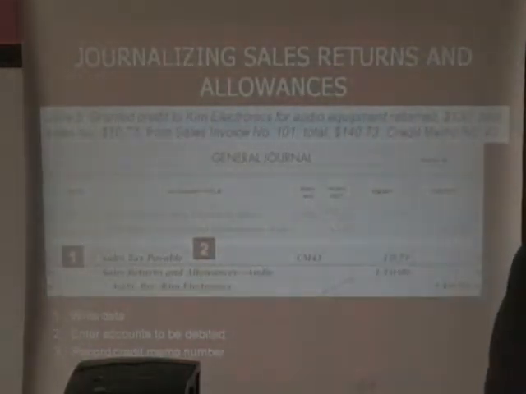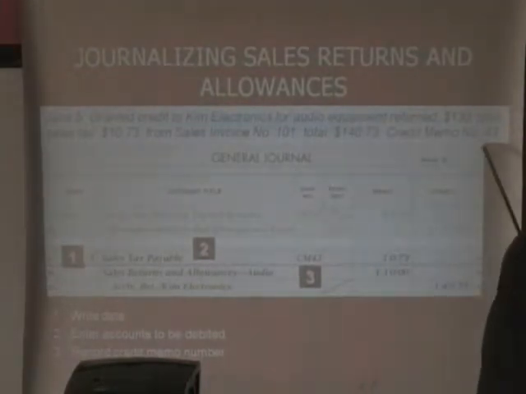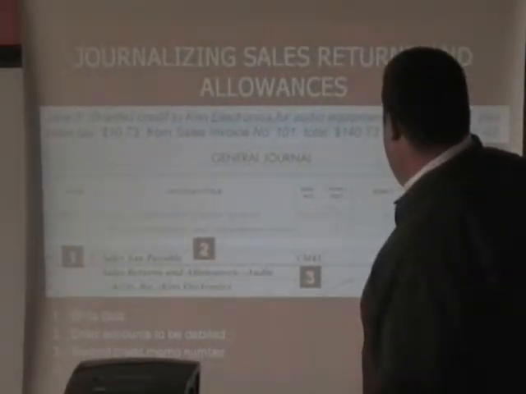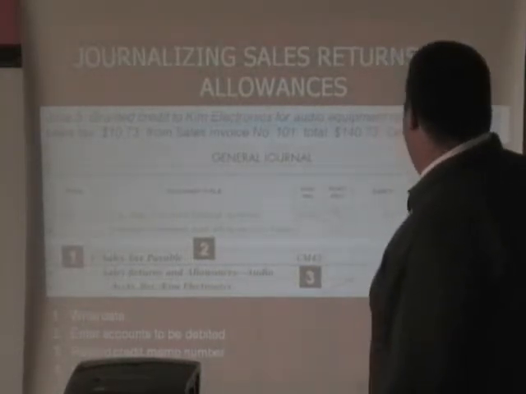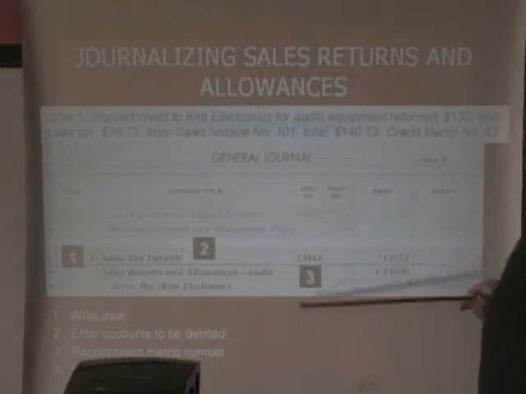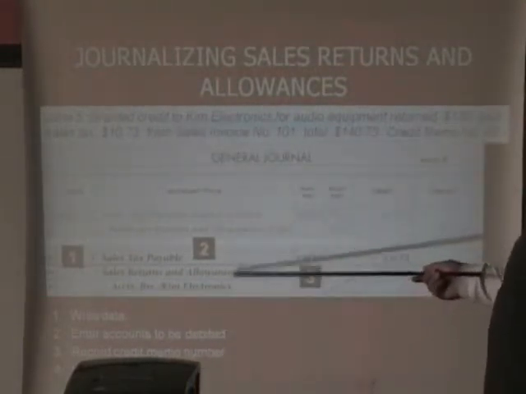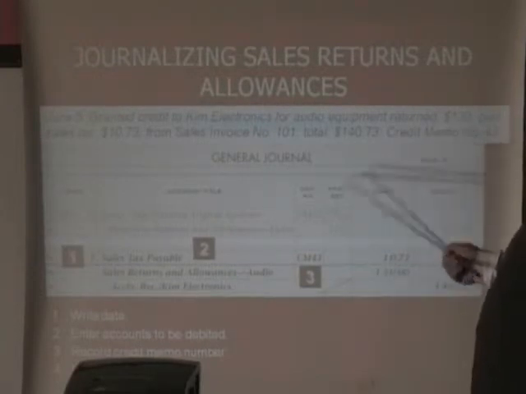Record credit memo number. CM43, we get it from right there, it tells us. Write our debit amounts. Okay? Our sales tax payable is $10.73. Your sales returns and allowances for audio is $130.